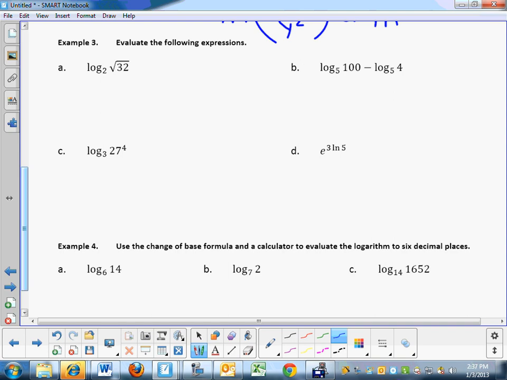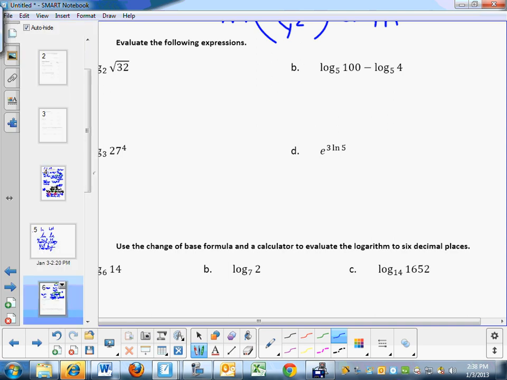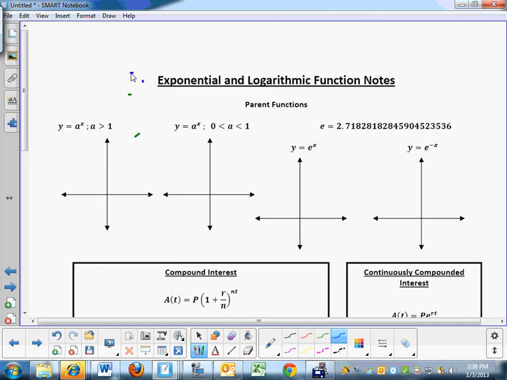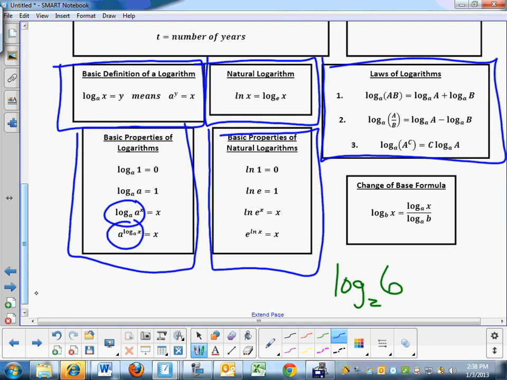Okay, evaluate the following expression. Flip your notes over to the very last page. We're almost done here, folks. I want to show you the important laws that you've learned so far. Number 1, the basic definition of a logarithm. Okay? Log base a of x equals y means a to the y is equal to x. That's what it means. Natural logarithm, that's what we just talked about with Alex. Natural log of x is log base e of x. We talked about basic properties of logs and natural logs. Right now, we just did these laws right here. So this whole sheet has summarized many of the formulas that you've talked about.